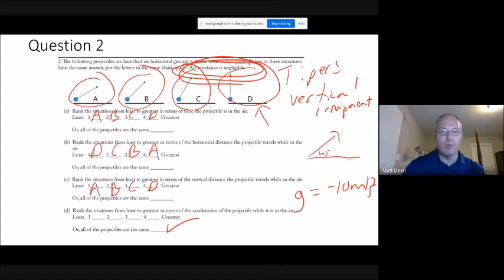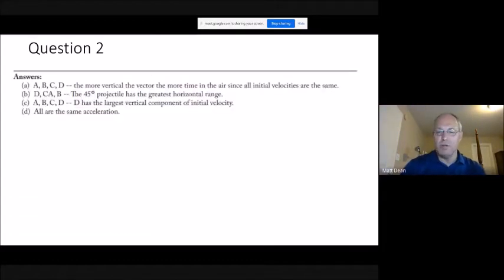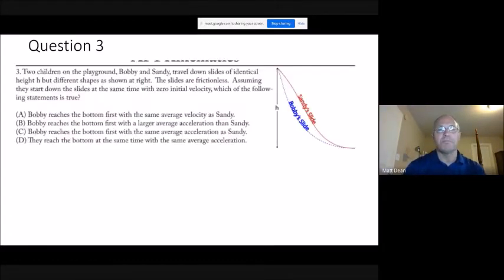All right, that's it for question 2. Now let's move on and let's look at 3. Two children on the playground, Bobby and Sandy, travel down slides of identical height but different shapes. The slides are frictionless, assuming they start down the slides at the same time with 0 initial velocity. Which of the following statements is true?